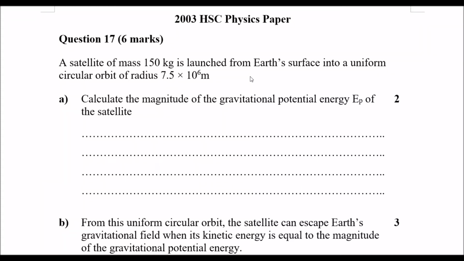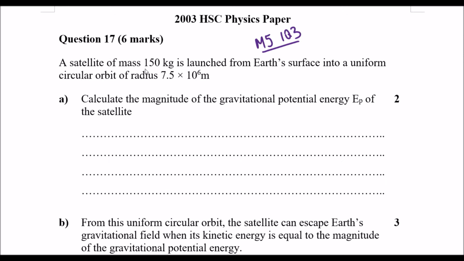My name is Mr. Wong, and today we'll be explaining through some exam paper questions. This one is the 2003 HSC Physics paper. It answers Module 5 Inquiry question number 3, which is all about motion in gravitational fields. This is question 17, worth 6 marks.